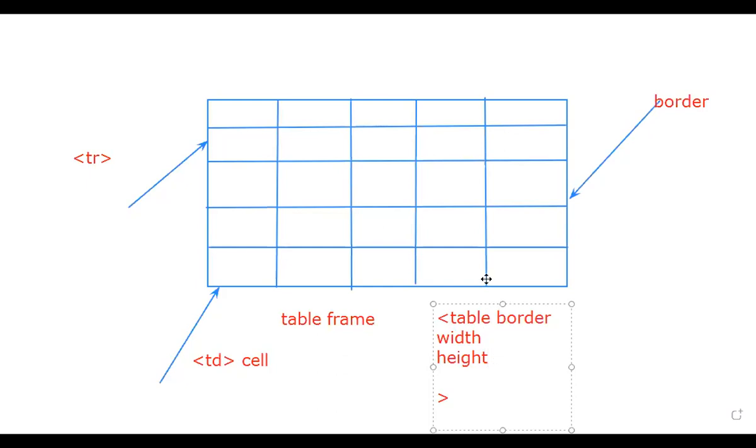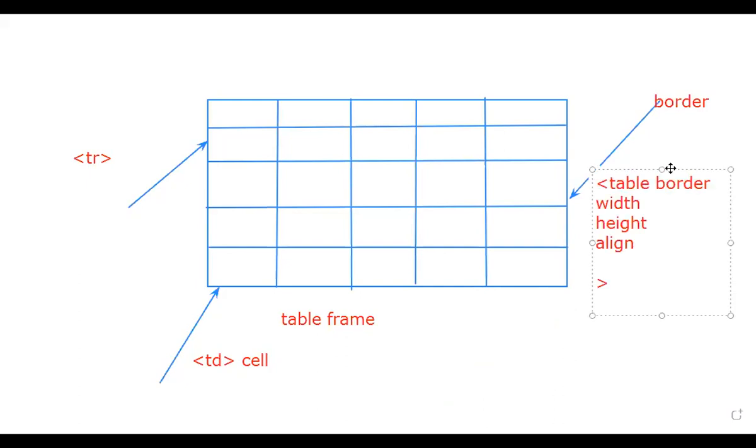Now let me go back to the notes to see some more attributes. We can also take one more attribute called what? Align. What is alignment? Where I want to set the table, whether at the right side, left side, or at the central point of the web page. In this way, I can take a few attributes for your table type, such as border, width, height, and alignment. There are two more attributes called what? Cell spacing. There is one more attribute called what?